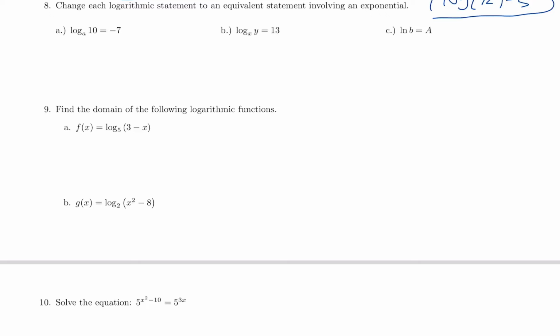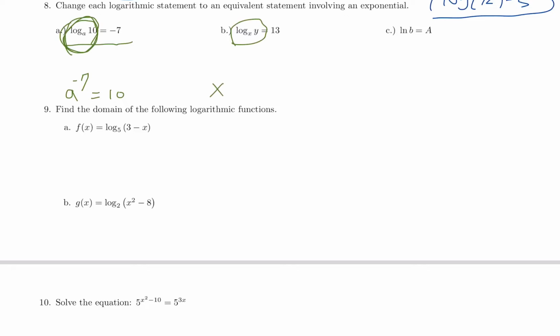So every time we see log, we have to think to ourselves in our mind, a raised to what power gives me 10? According to this expression, it would be -7. Sometimes they don't give you an equal sign. This gives you an output quantity: the exponent needed for a to get 10.